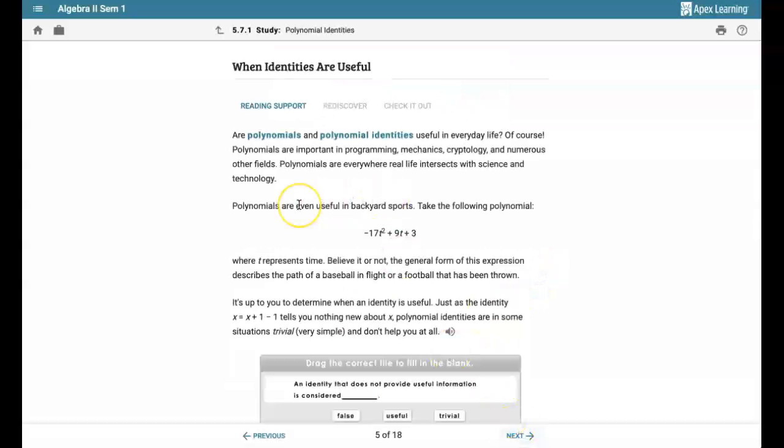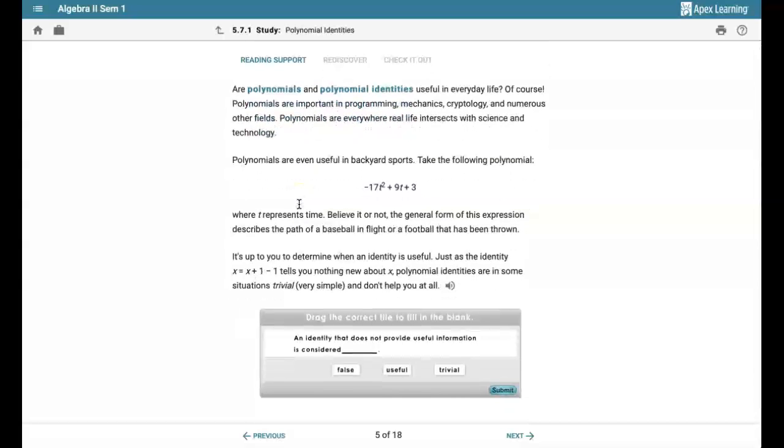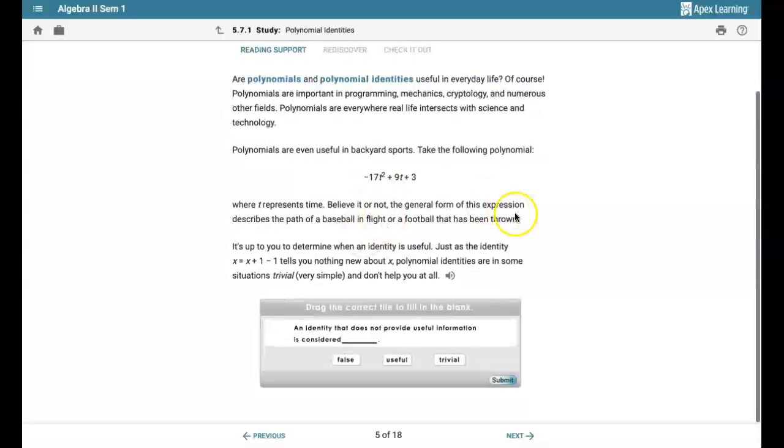So then here, when are identities useful? They are useful, of course, if we can plug them into our real world life examples here. But again, as always, it might not be as obvious that you're using or could use some of these things, right? So for example, here, we could use polynomials in backyard sports. So this is the one they gave you where t represents time. And then it says, this could actually describe the path of the flight of a football or a baseball.